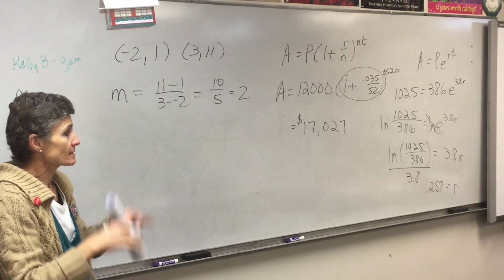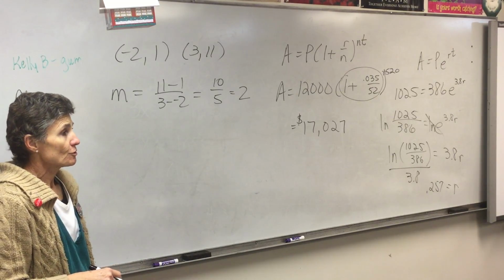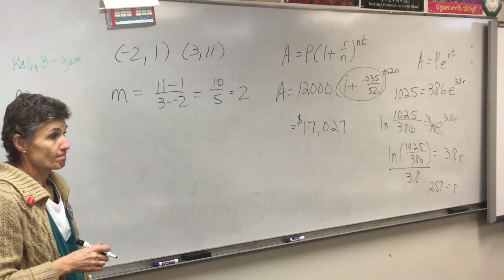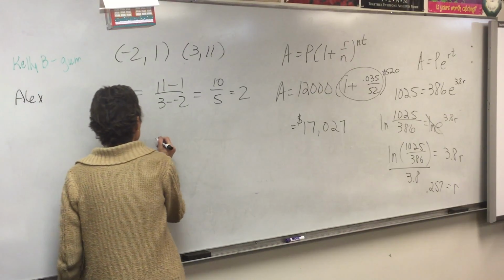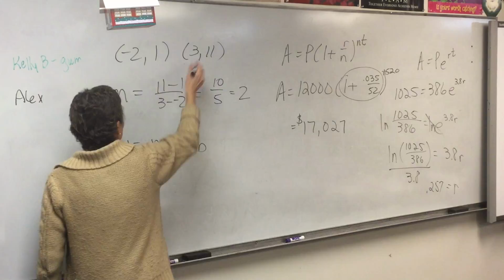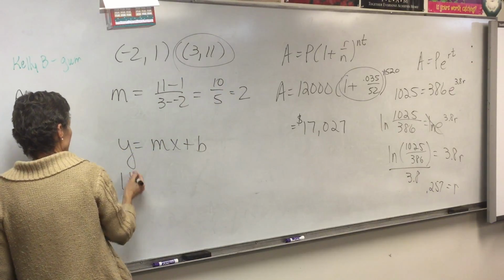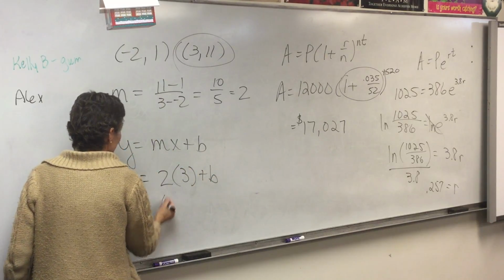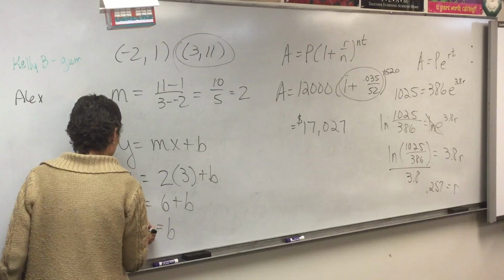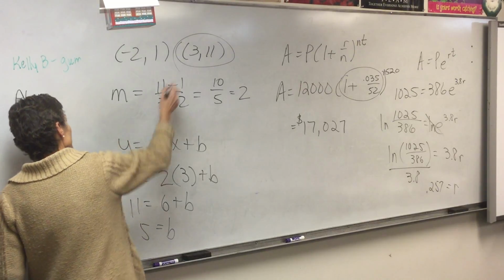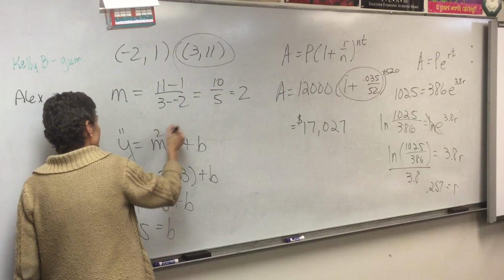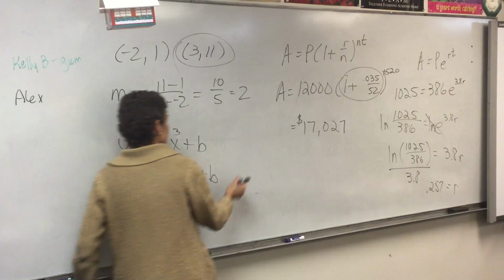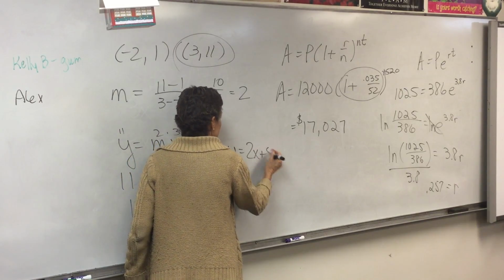Now you can choose, it doesn't matter. You can use y equals mx plus b, or you can use point slope. Which do you want to use? y equals mx plus b. All right. Pick a point. I'll pick this one because it doesn't have any negatives. 11 equals 2 times 3 plus b. So 11 equals 6 plus b, and b equals 5. Remember, I'm putting y in for y, m in for m, and x in for x. So what's my answer? y equals 2x plus 5.